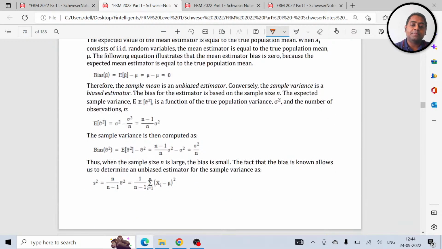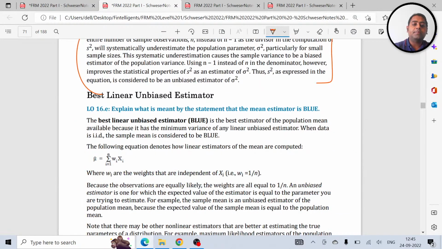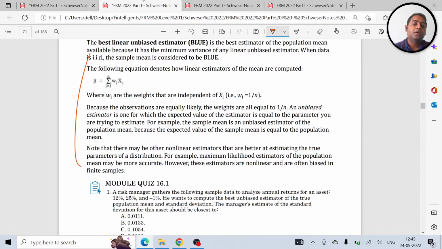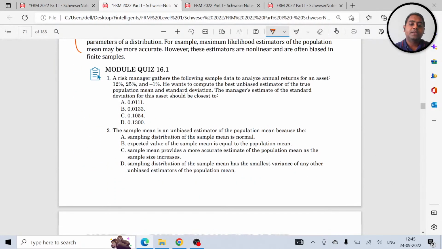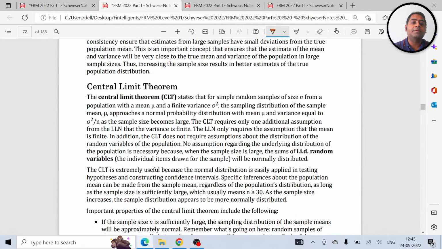From the exam perspective, this part they are telling you why we are using n minus one. This is important. The concept of best linear unbiased estimator is important. Theoretically, they can ask you content related to the same. Let us move towards the next part, estimating, law of large numbers, central limit theorem, important.